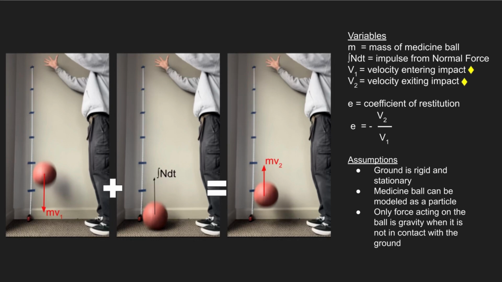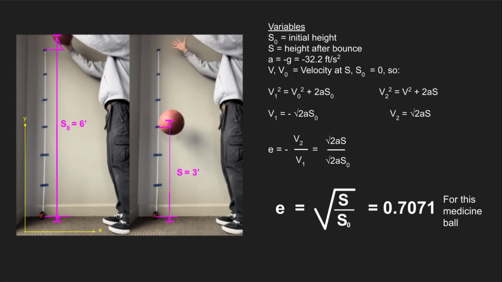To do this, we will be working under the assumption that the ground is rigid and stationary, that the medicine ball can be modeled as a particle, and that the only force acting on the ball is gravity when it is not in contact with the ground. Since we are only interested in the velocities entering and exiting the impact, we are able to use only a ruler and basic kinematics to find the coefficient of restitution.